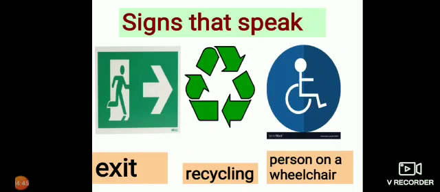Second picture is showing the sign of recycling. It is seen on things which are old but can be used to make new things. Third picture is showing the sign of a wheelchair. This sign shows that the place is safe for a person on a wheelchair to move about in.